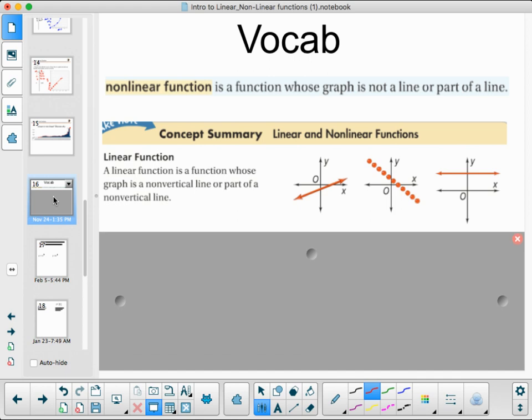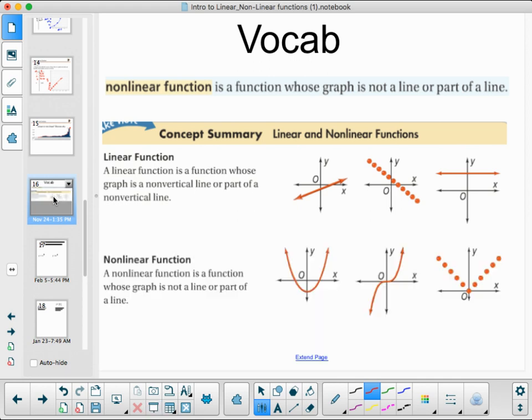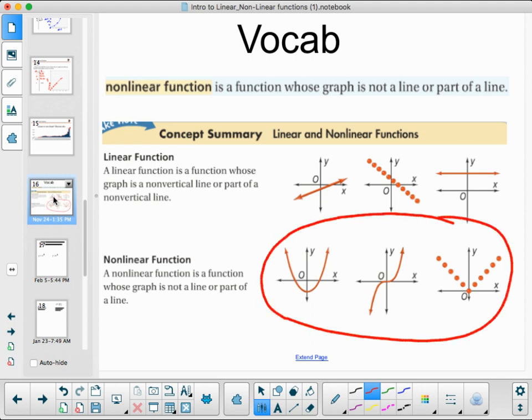We've got several different examples of linear functions. Nonlinear functions might look something like these 3 at the bottom. Okay, this is 3 different types. This is called a parabolic curve. This is an x cubed function, and then an absolute value function. But nonlinear essentially just means it's not part of a straight line.